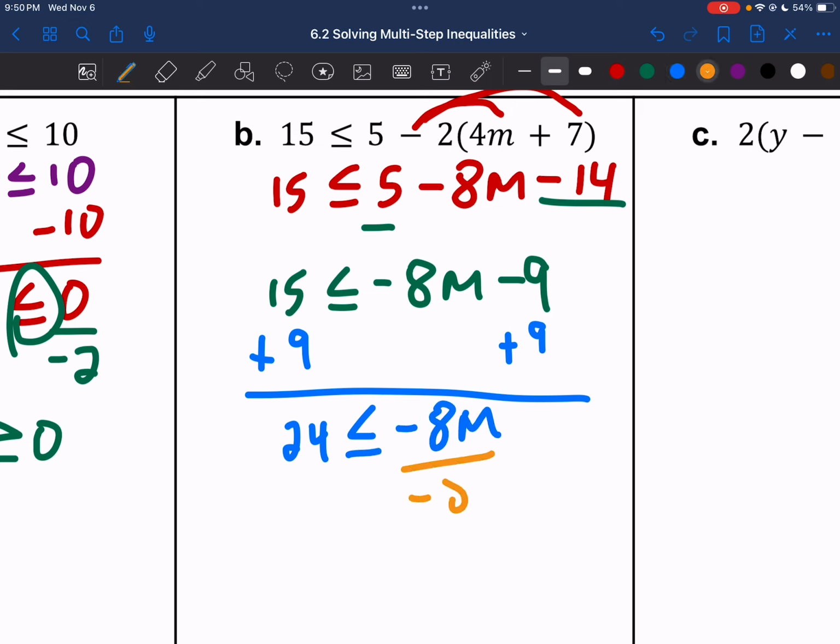And my last step, divide by negative 8. 24 divided by negative 8 is negative 3. We flip our inequality symbol to m.